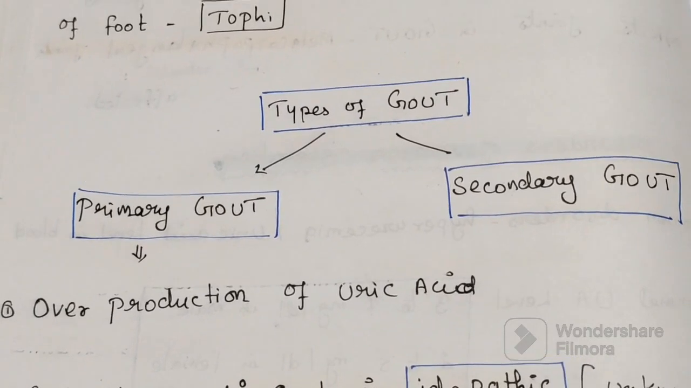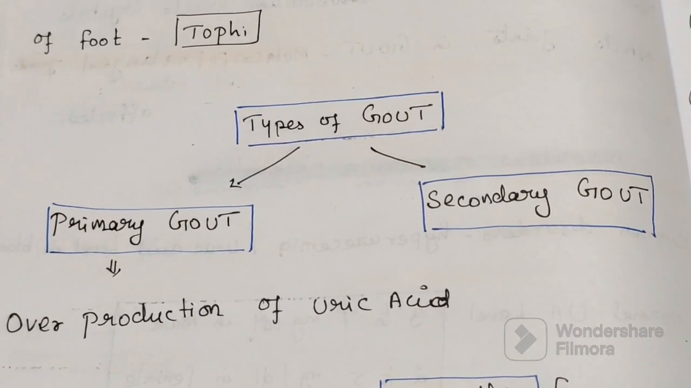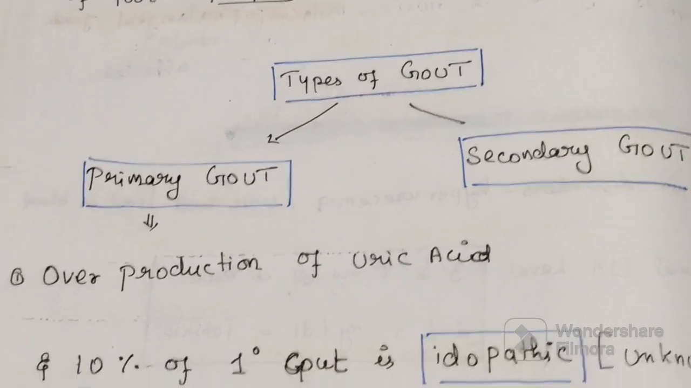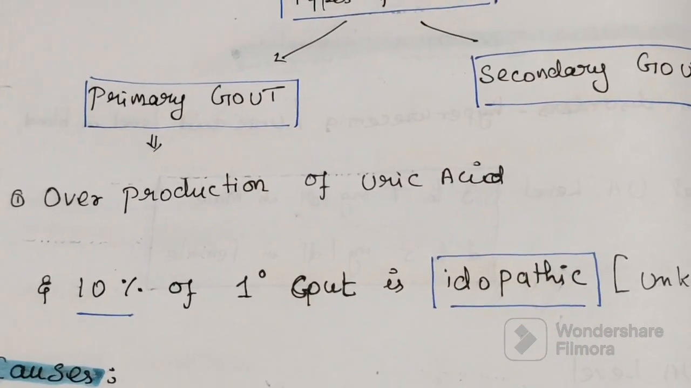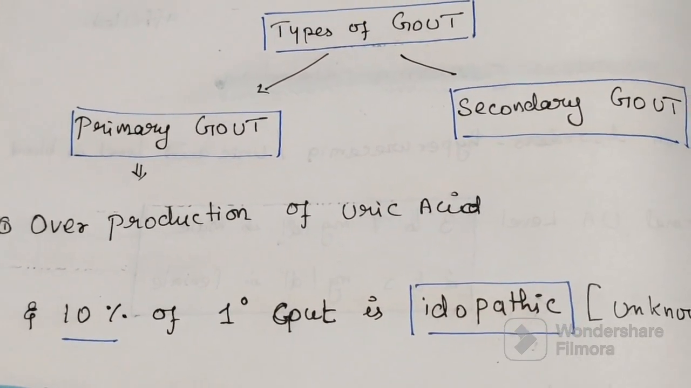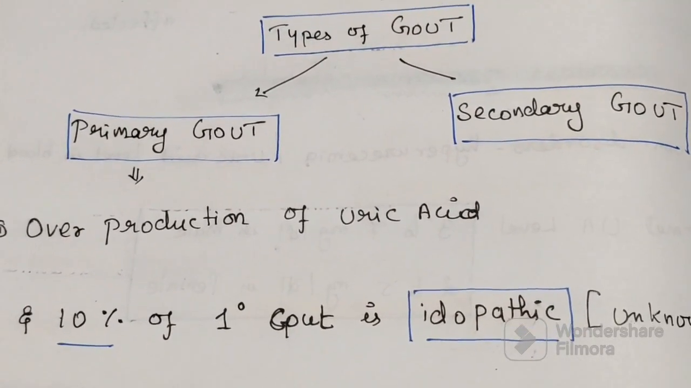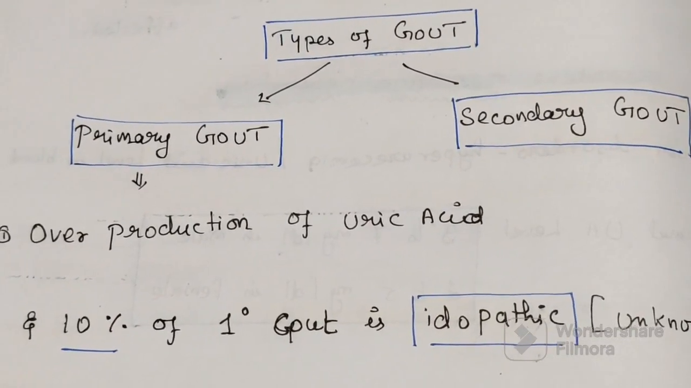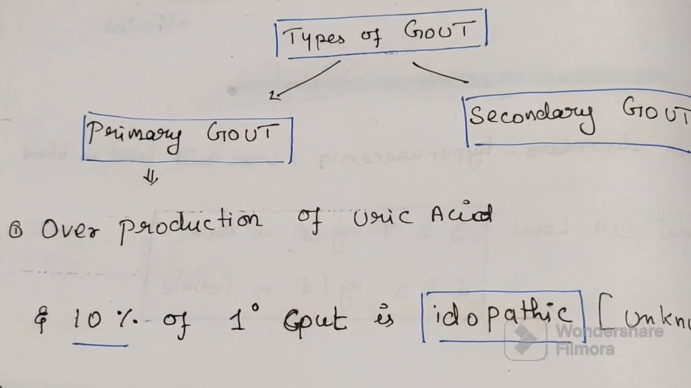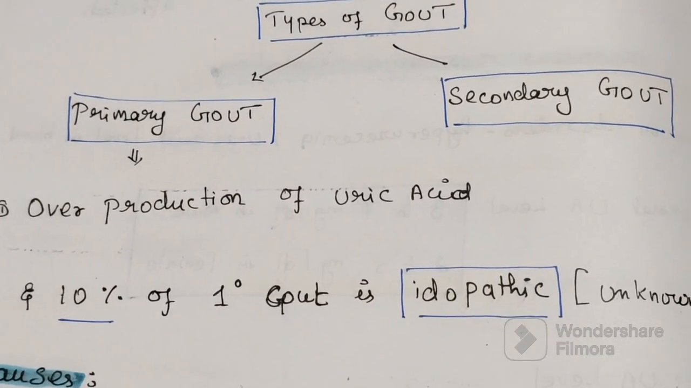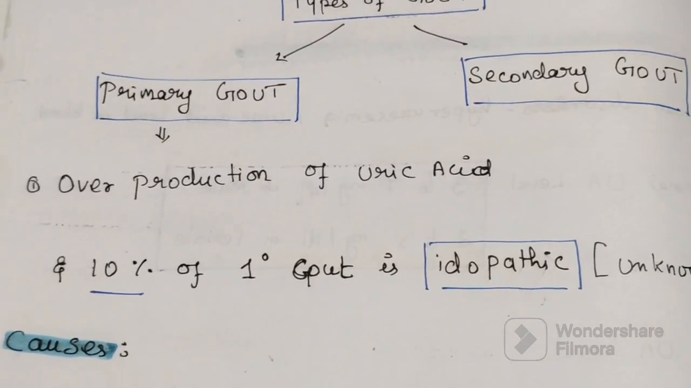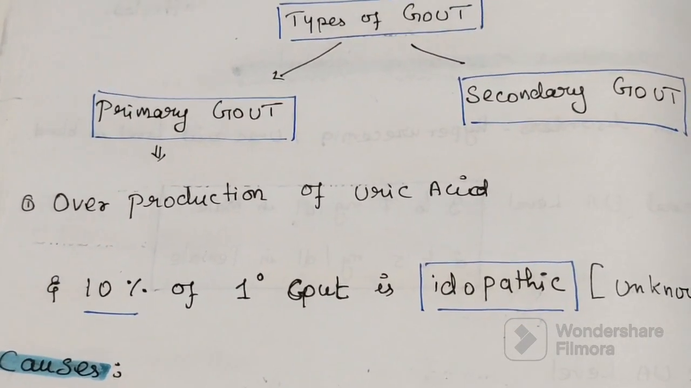Next, gout can be classified into two types, primary gout and secondary gout. First, we will discuss primary gout. Primary gout is because of overproduction of uric acid, and 10% of primary gout is idiopathic, that means the reason is unknown. It may have familial incidence.